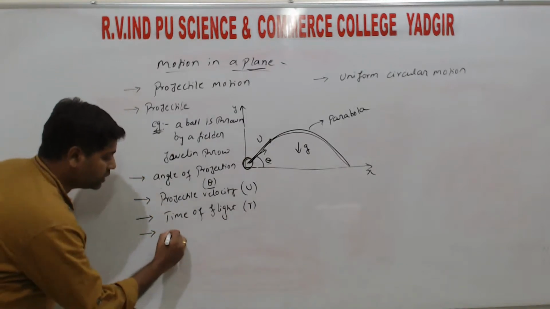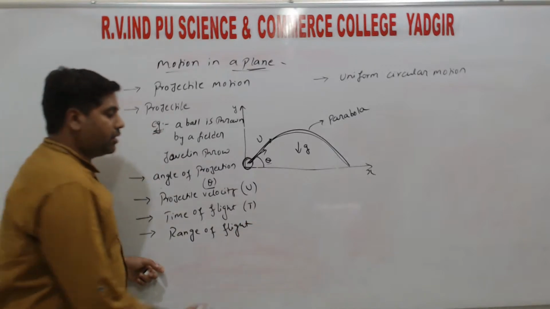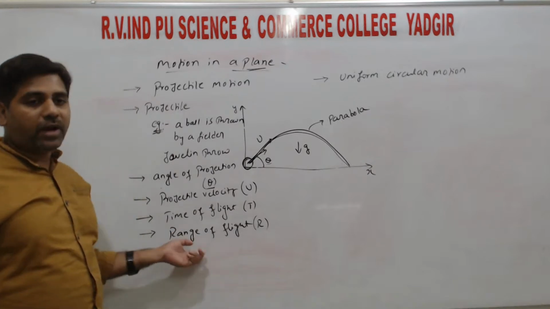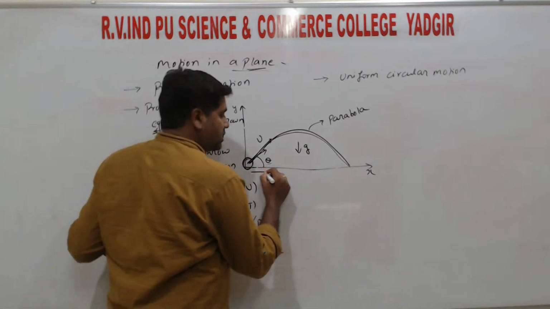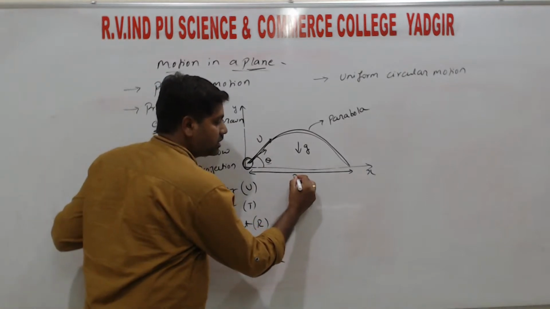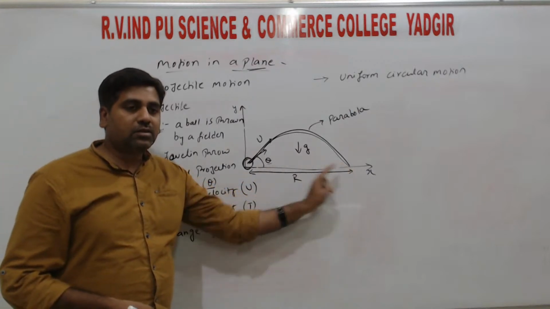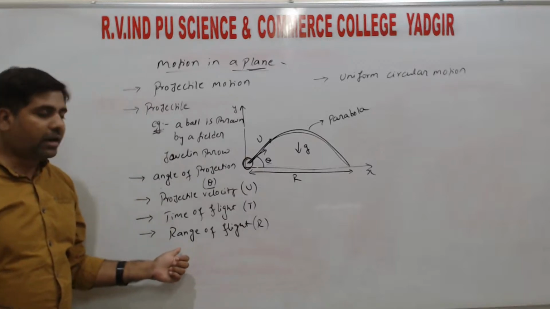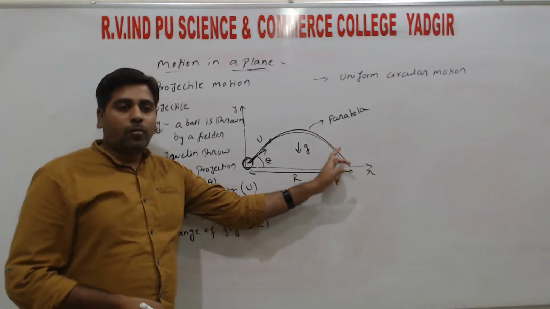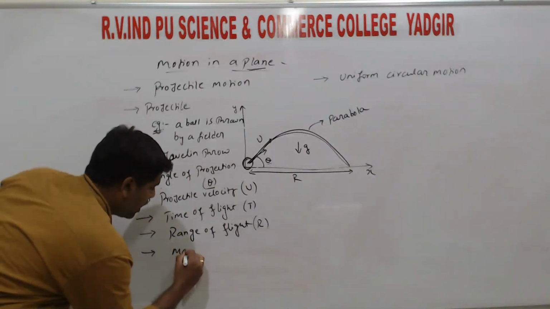So next definition is range of flight. Range of flight is denoted by R. So what does range of flight mean? Range of flight or range of projectile is the maximum distance traveled, that is the horizontal distance. When we say distance traveled, we need to clearly mention the horizontal distance. So the maximum horizontal distance traveled by the projectile, we call the range of projectile, right? Or simply we call it range. The maximum horizontal distance covered by an object is called range of flight, right?